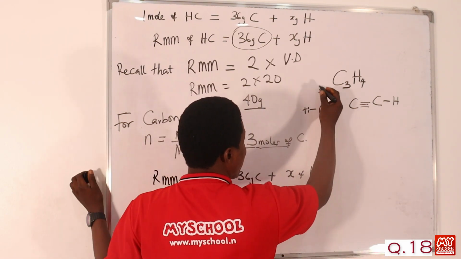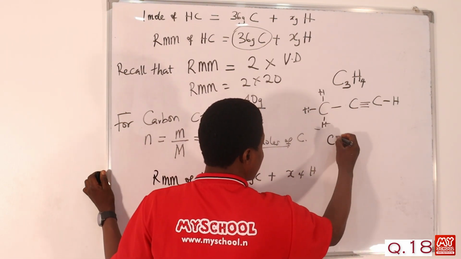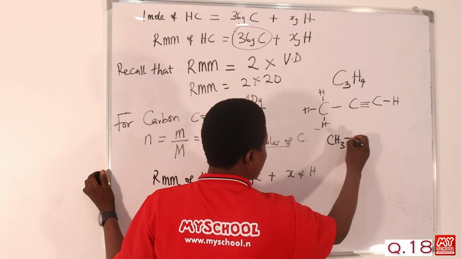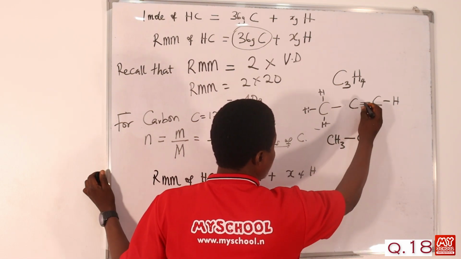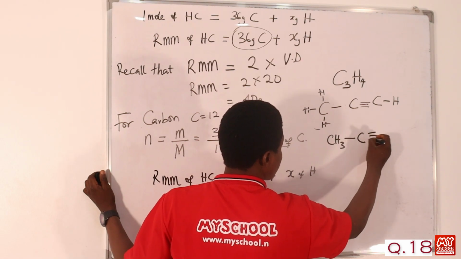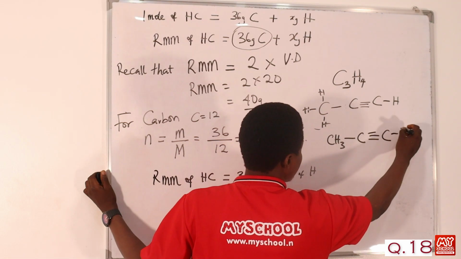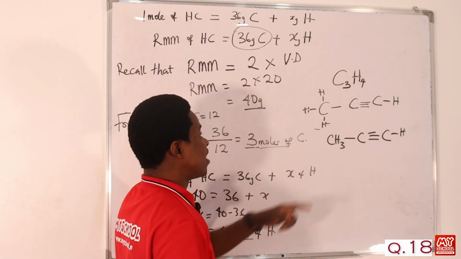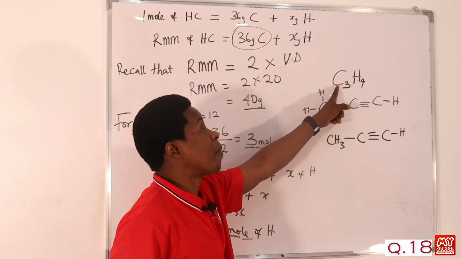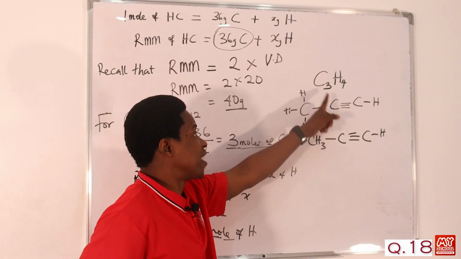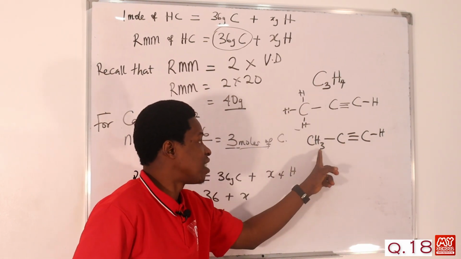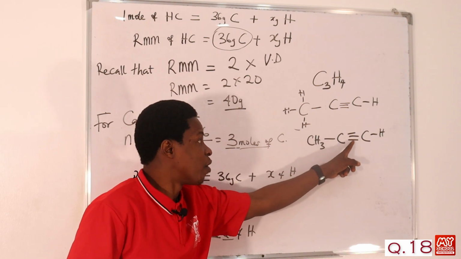So which means this is CH3, dash, then we have carbon, then the triple bond, then we have carbon here, then we have this hydrogen here. Of course, this is an alkyne. This is a 3 carbon atom compound. That is propyne. This should be propyne. That is from here: CH3, C, triple bond, carbon atom.